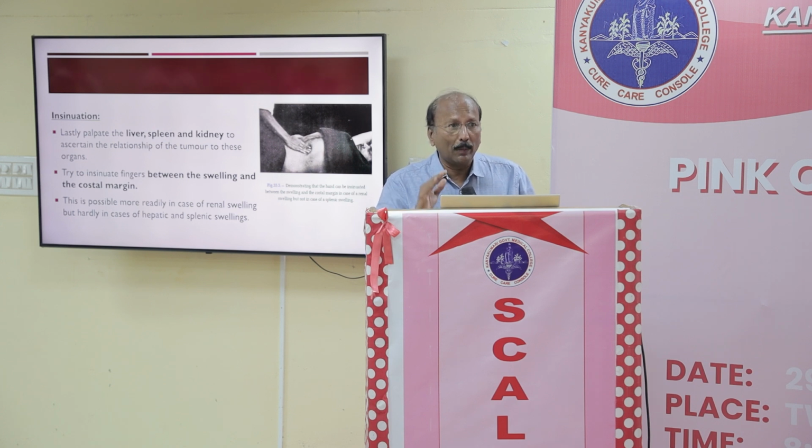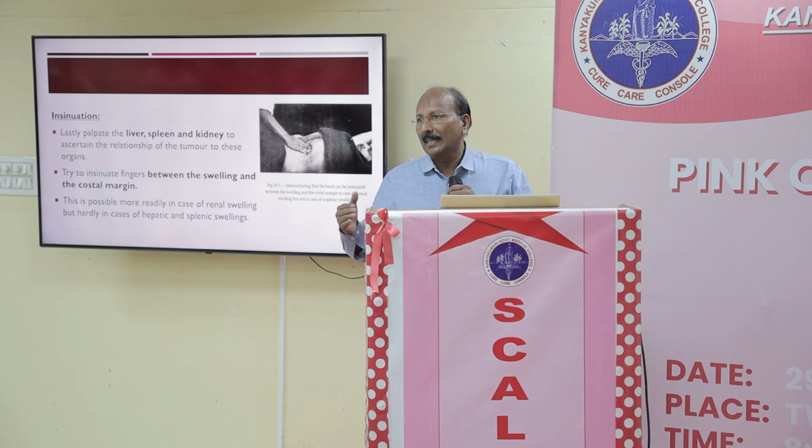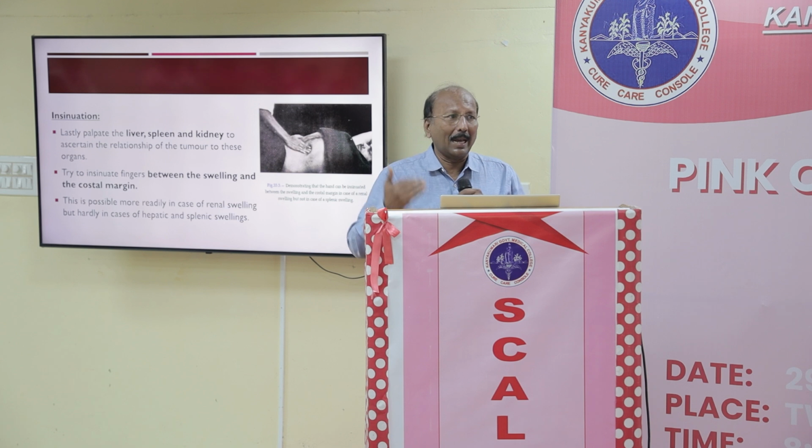Then insinuation is very important again. Insinuation is finding whether you are able to put your fingers between the swelling or the organ and the costal margin. If insinuation is not possible in the abdomen, it probably is a common swelling which will have negative insinuation. On the right side it is the liver and on the left side you have the spleen. So this is a method of palpation.